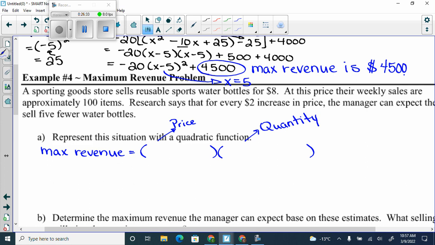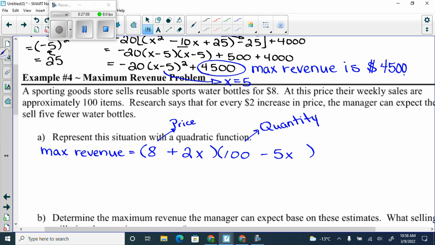So here we have, they sold the bottles for $8, and they sold approximately 100 items. So that's in the past, so that goes in the front. And the other part goes in the back with an X, right? Because that's the change. The change always gets an X, and we find out what the change is. That's what the X is. It says research says that for every $2 increase, so I go money. Money goes with money. So for every $2 increase, I put an X, because that's my change. The manager can expect to sell 5 fewer water bottles, so minus 5X.